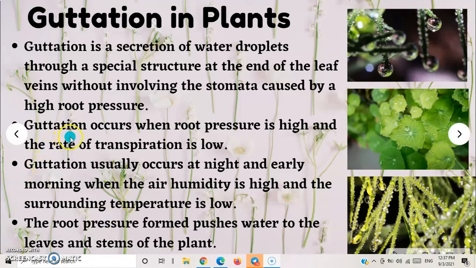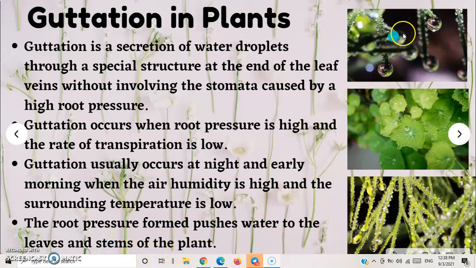Okay, guttation occurs when root pressure is high and the rate of transpiration is low. So this will occur when the loss of water vapor is low. Guttation usually occurs at night and early morning, when the air humidity is high and the surrounding temperature is low. The root pressure pushes water to the leaf and stems of the plant.